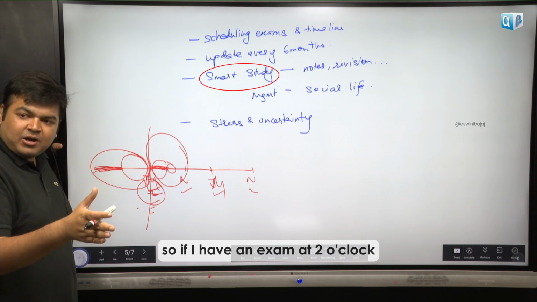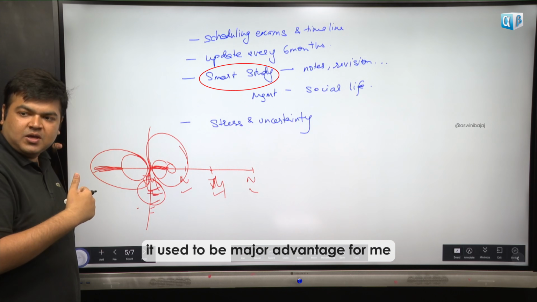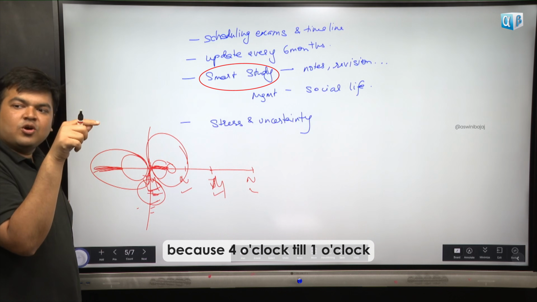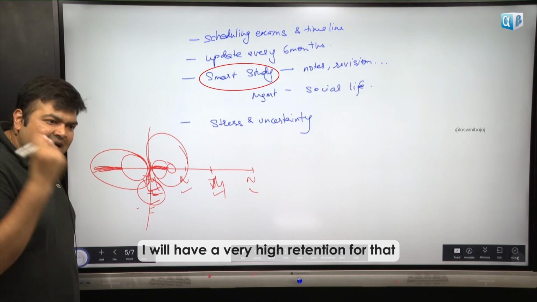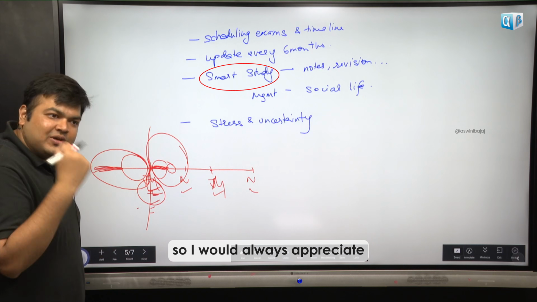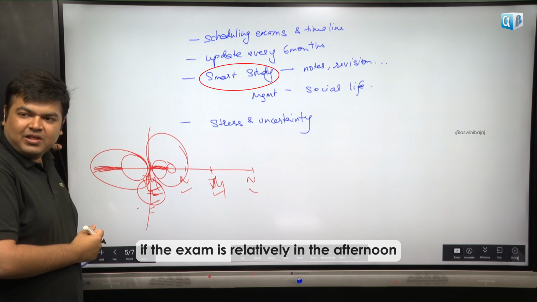So if I have an exam at 2 o'clock, it used to be a major advantage for me, because from 4 o'clock till 1 o'clock I'm studying 9 hours at a stretch for an exam at 2 o'clock. I will have a very high retention for that. So I would always appreciate it if the exam is relatively in the afternoon or something.